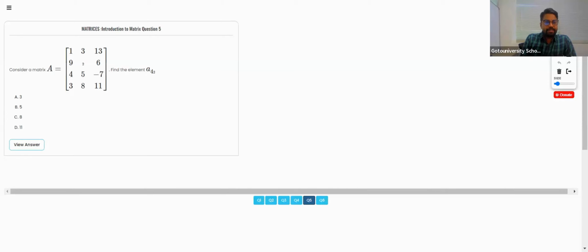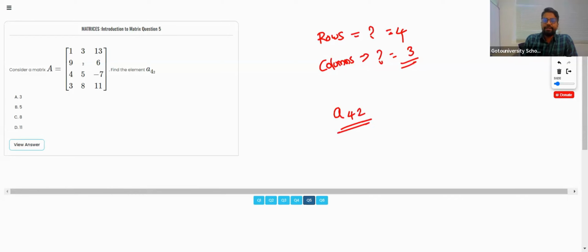There is a matrix. How many rows are there for this matrix? Number of rows, please. 4 rows. Yes. How many columns? 3 columns, right? And we have to find A42. We don't say 42, we say A4,2, that is the element in the 4th row and the 2nd column. Can anyone guess what is the answer?